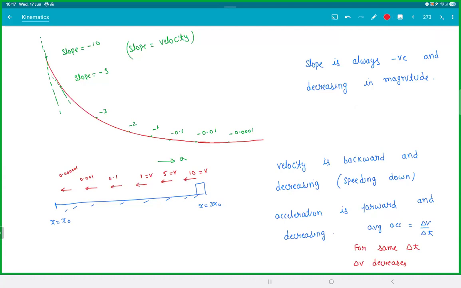And will you ever cross x is equal to x naught? You'll never cross. You can tell even about that. So particle is always getting closer to x naught, but it will never reach x naught. Is always moving towards x naught, but will never reach. This is all the data you can pull. All clear with this?